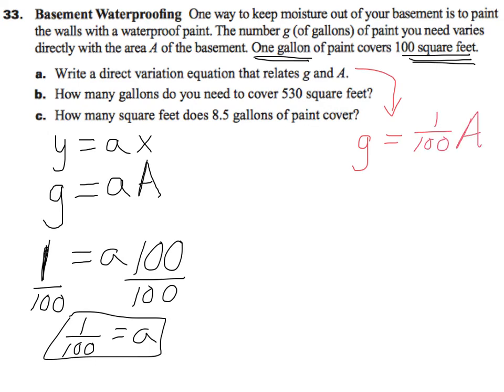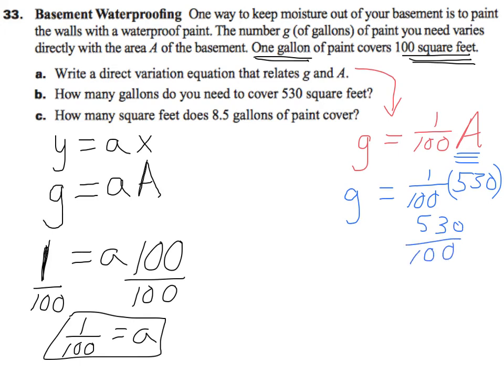How many gallons would you need to cover 530 square feet? 530 square feet looks like it's talking about A here. So the amount of gallons would be equal to 1/100th of 530 square feet. 530 divided by 100 would be 53/10, which looks to be 5.3 gallons.